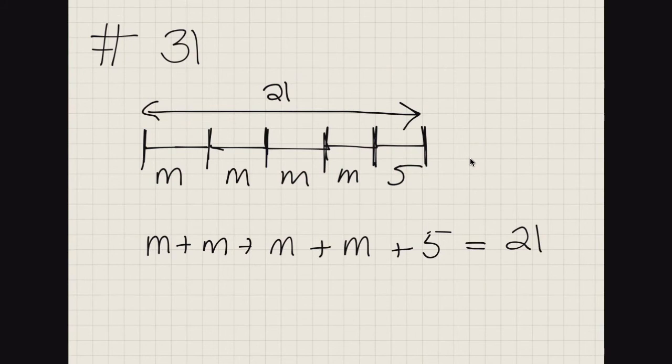Can I simplify any terms here? Yeah, Grace. 4m, right? I have 4 m's plus 5 equals 21. Okay, how do I go about solving this? I'm going to do what to both sides? I will subtract 5. Okay, I'm going to subtract 5 from both sides.